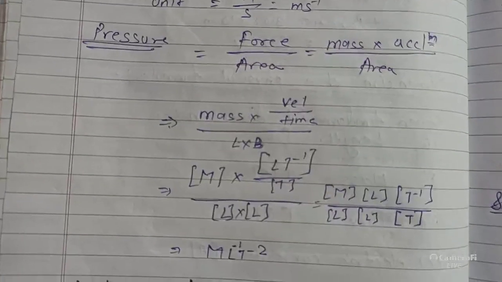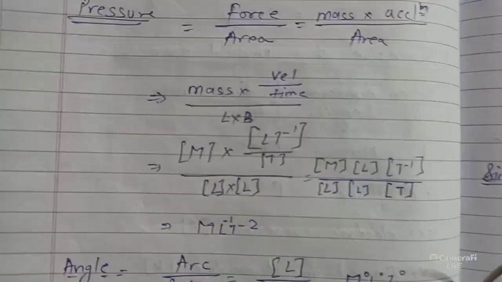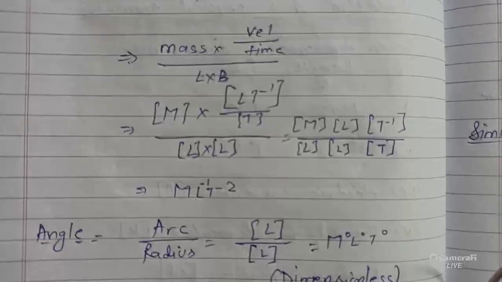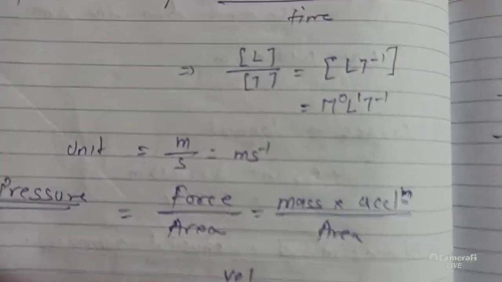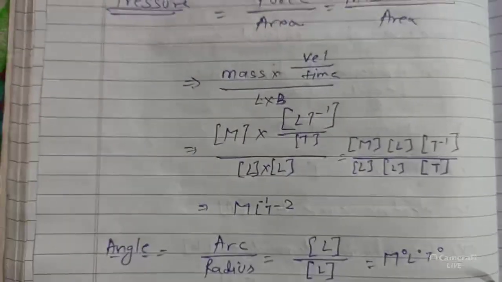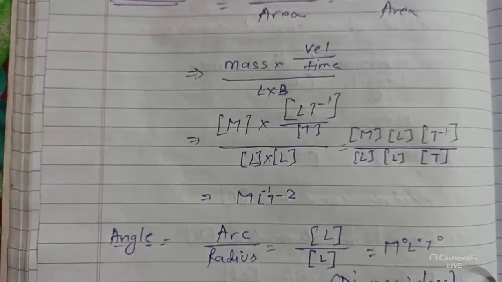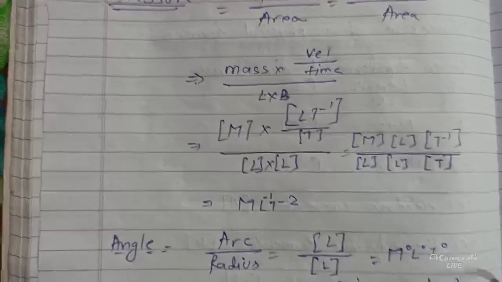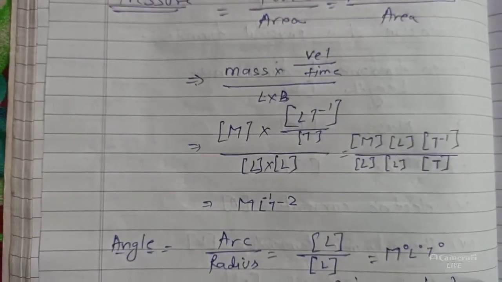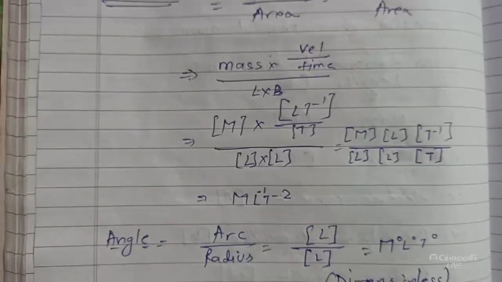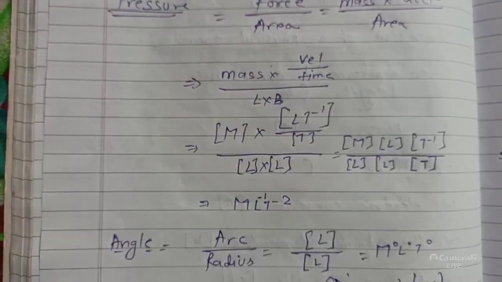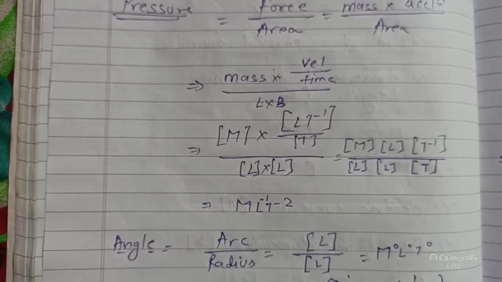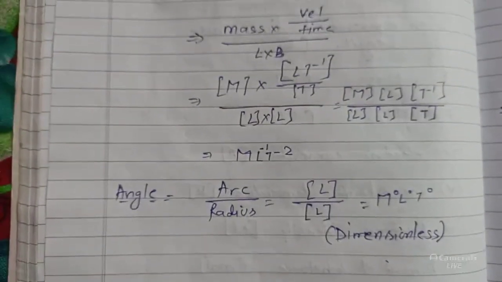At the denominator it is area. We know that the formula of area is length into breadth. So in place of mass we write M. In place of velocity we write L T^-1 because we have already found it. In place of time we write capital T, and in place of length and breadth we write capital L into capital L. After cancelling, we are getting M. There is only one M, so M to the power 1, you can write it or not, it depends on you. There is one extra L in the denominator, so it will be L^-1 and T^-2. This was the dimension of pressure.